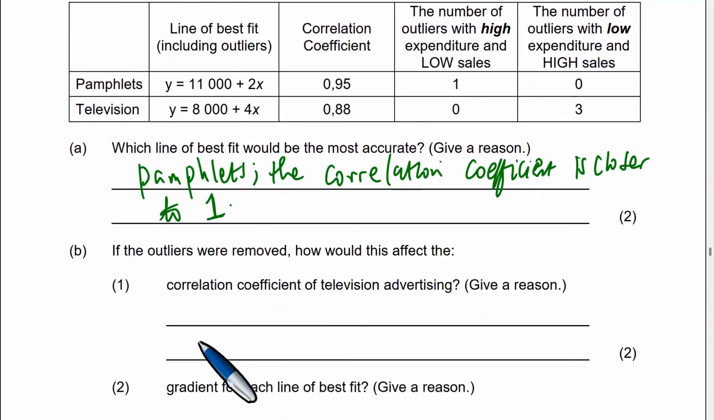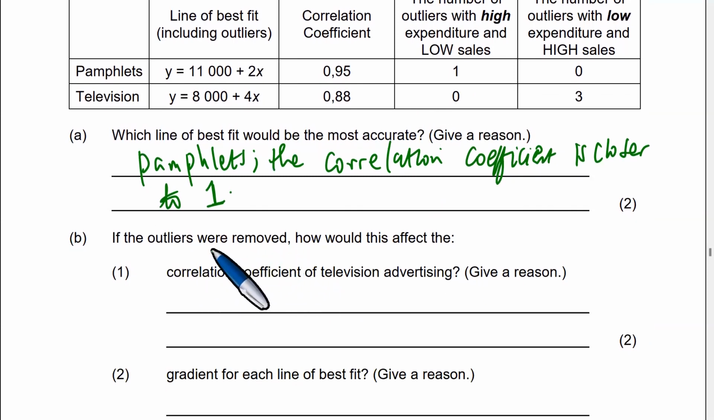Next question. If the outliers were removed, we did that yesterday, I think, or the day before, how would this affect the correlation coefficient of television and advertising? You remove those values that are very far away from the regression line. The correlation coefficient for television, how would that be affected?